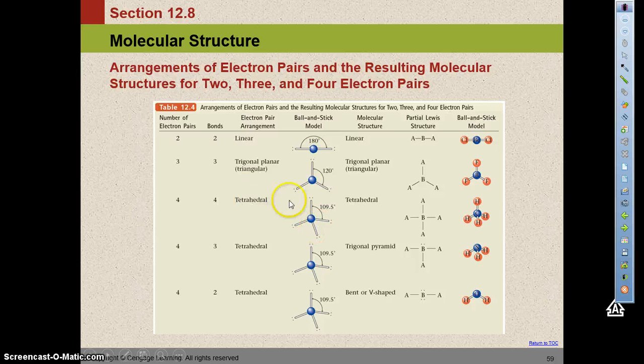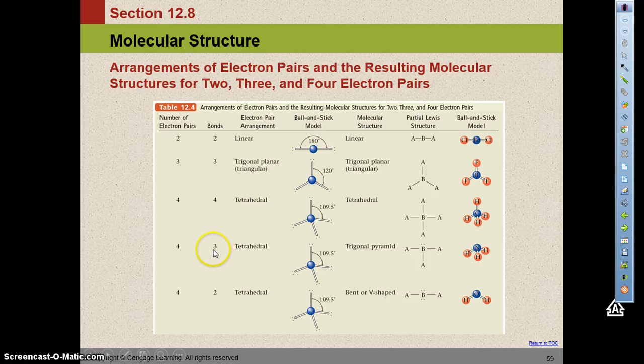Now notice on the tetrahedral, if we have 4 bonds, we have 109.5-degree bond angles, and our molecular structure, if we have a central atom and 4 atoms past that, going around it or surrounding it, each one will be filled. The ball and stick model is going to look like this, and that's called a tetrahedral. So the electron pair arrangement is tetrahedral, and the molecular structure is tetrahedral.